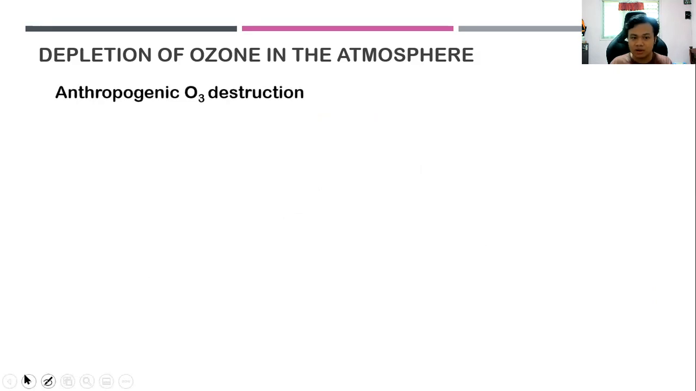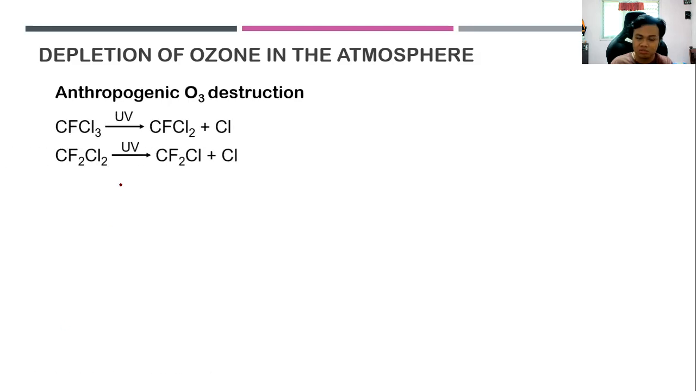Now what we have here is how do we contribute to the destruction of ozone. So if you remember or if you know this, these compounds are actually called the CFCs, or the chlorofluorocarbon. And they are found in our refrigerators, our air conditioners, and many more processes that need cooling.